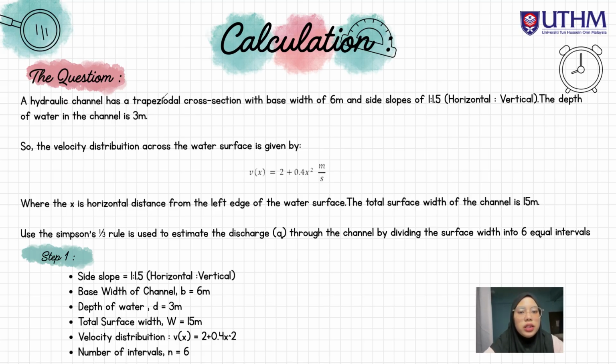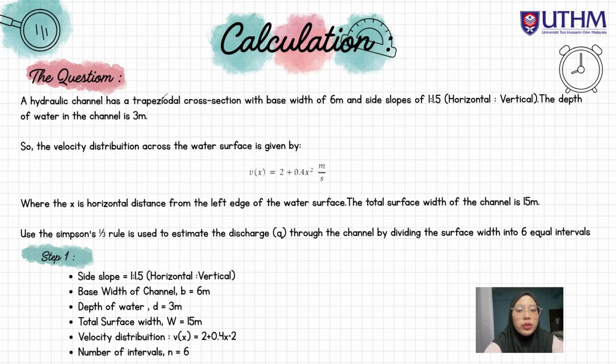The velocity distribution across the water surface is given by V(x) equals 2 plus 0.4 x squared meters per second, where x is the horizontal distance from the left edge of the water surface.